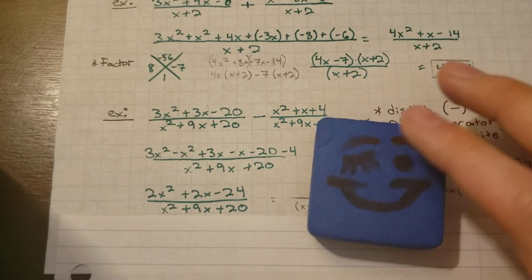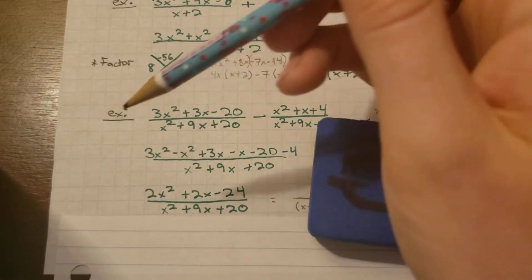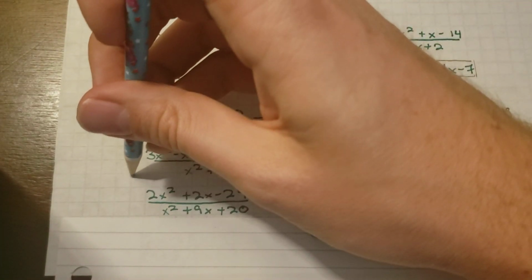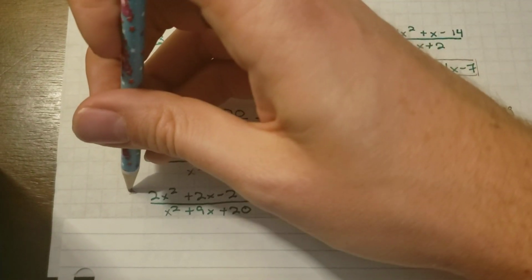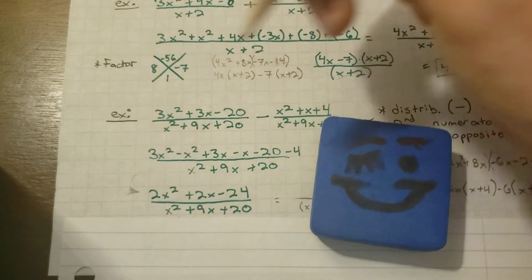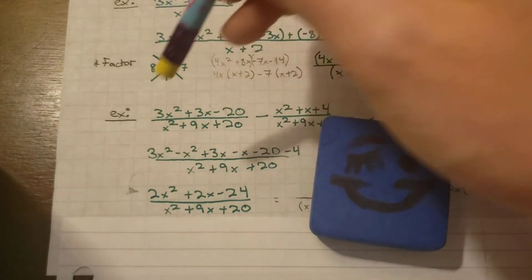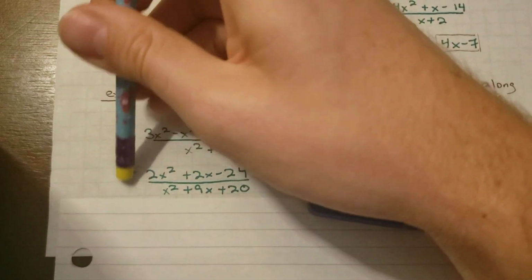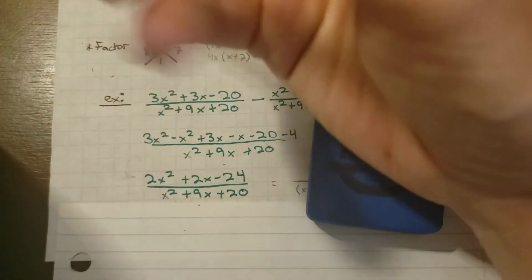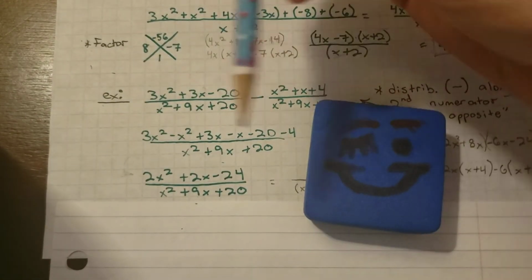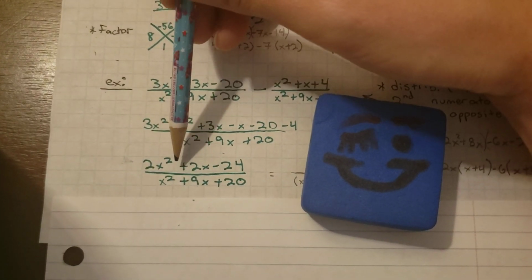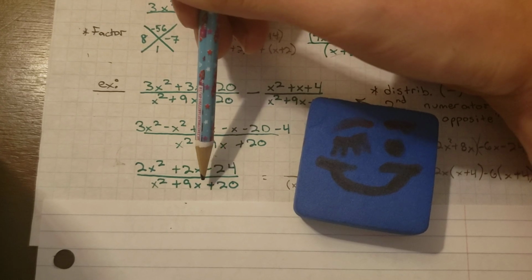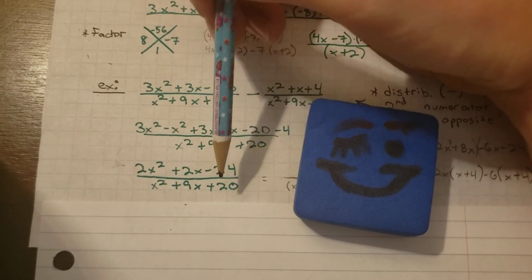because, as you can imagine, there's a lot of factoring in our future. Okay, so after all of this, I get this, wow, that's a weird sideways triangle. Oh my goodness, that looks terrible. Don't look at it. Okay. 2x squared plus 2x minus 24 over x squared plus 9x plus 20.